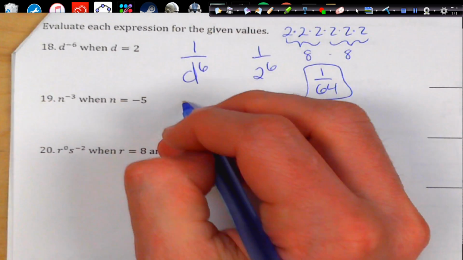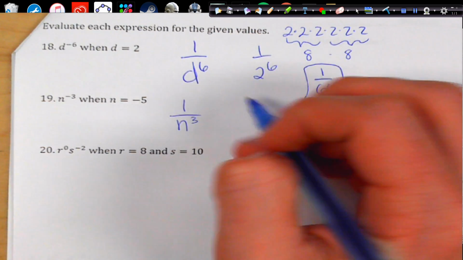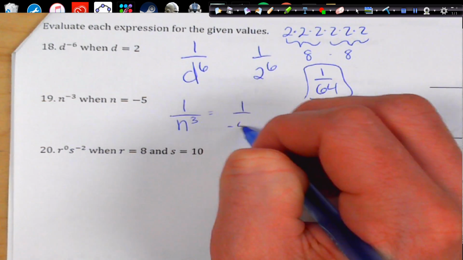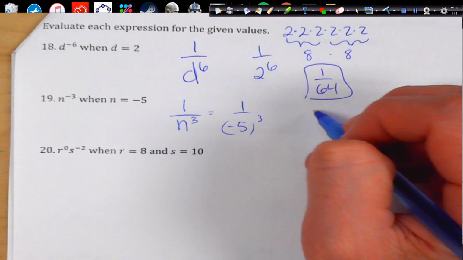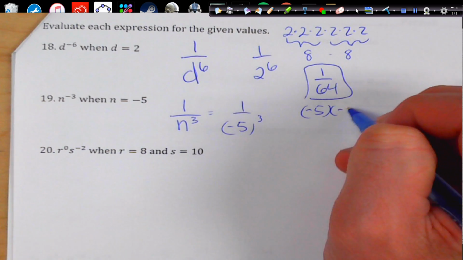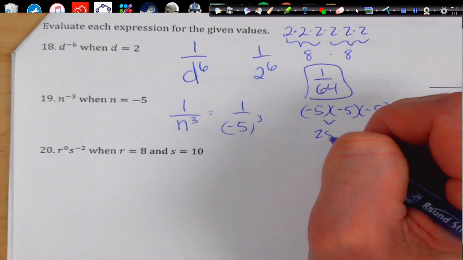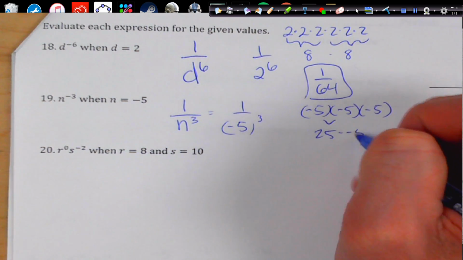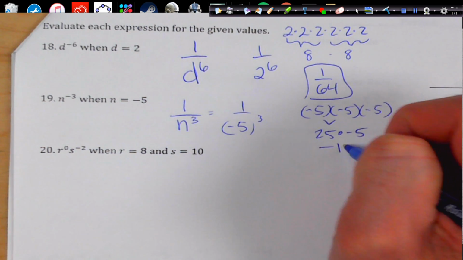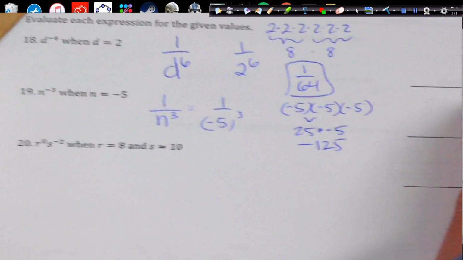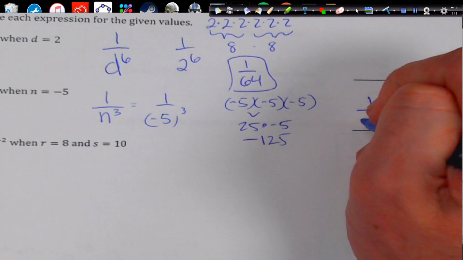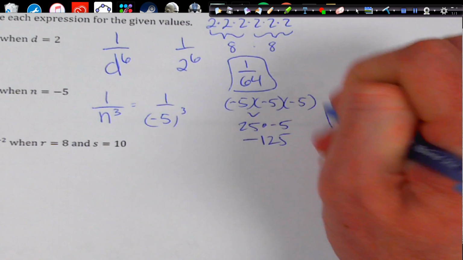Negative 3, that's going to become 1 over n to the 3rd power. This is going to be 1 over negative 5 to the 3rd power. That's going to be negative 5 times negative 5 times negative 5. Negative 5 times a negative 5 is 25. Times negative 5, that's going to be a negative 125. So we get our answer of 1 over 125, and it's negative.